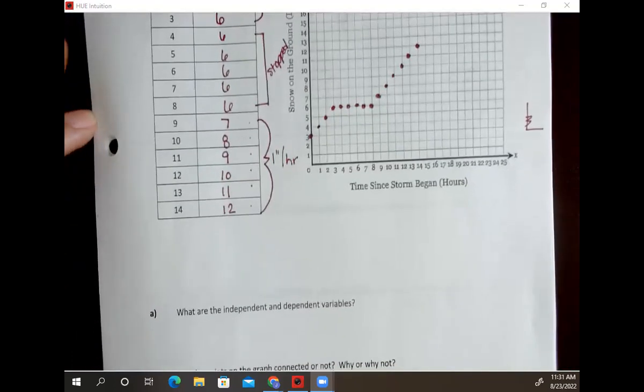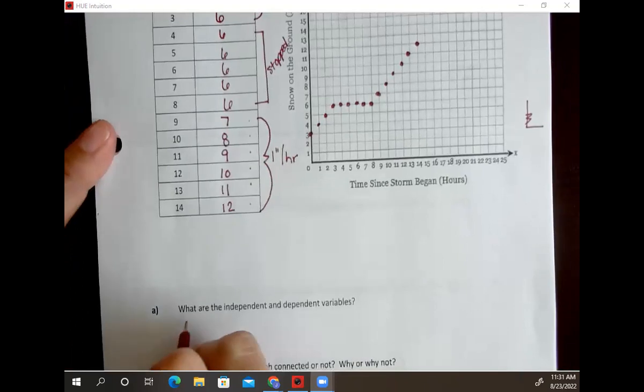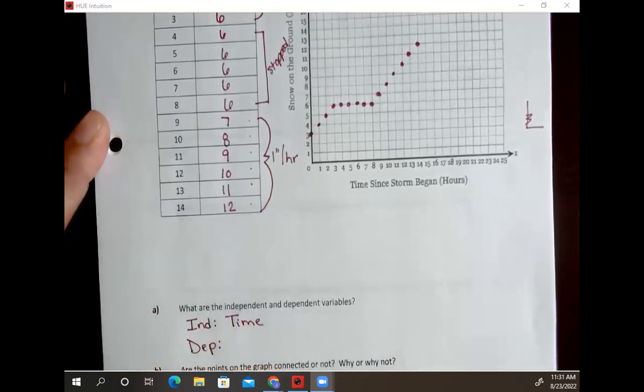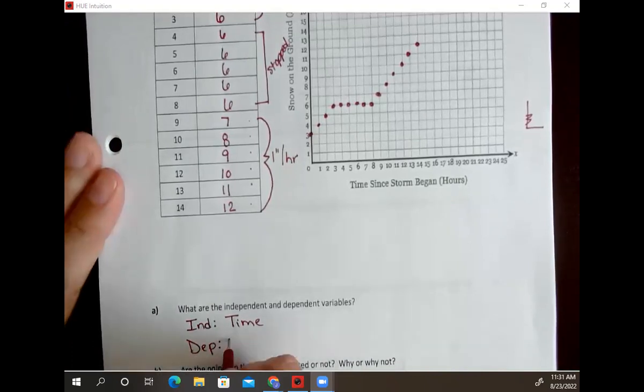Which of my variables is my independent variable here? What's the independent variable here? Time. And what's the dependent variable? Inches of snow, right?